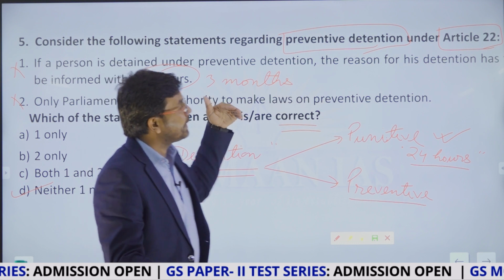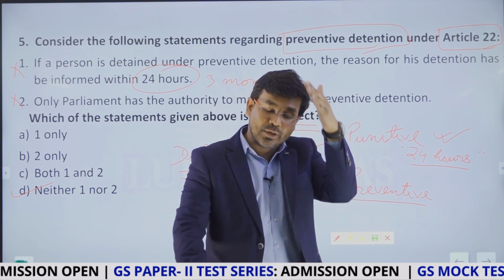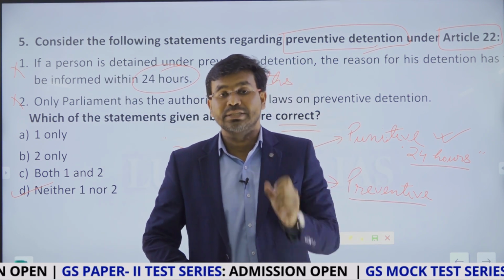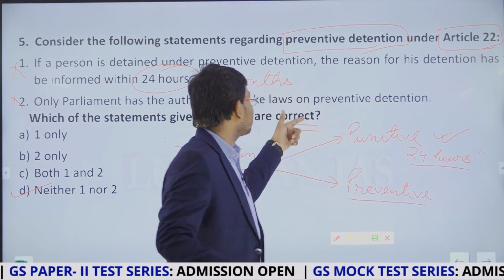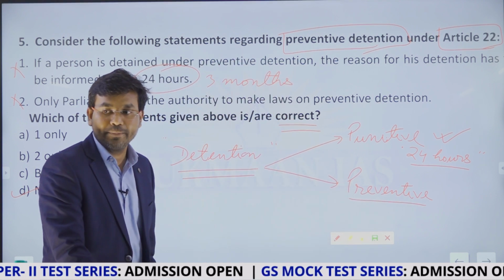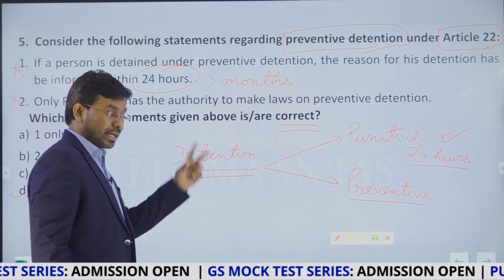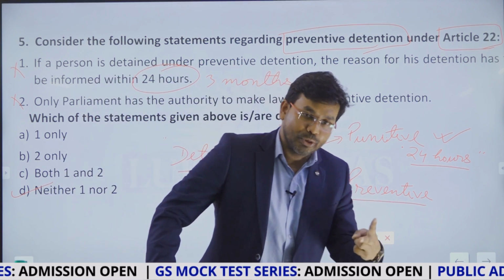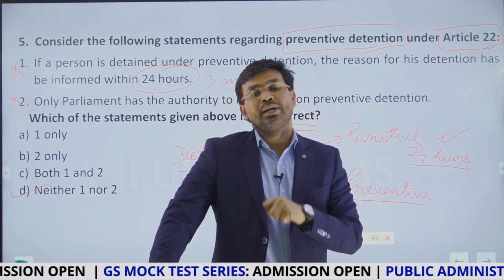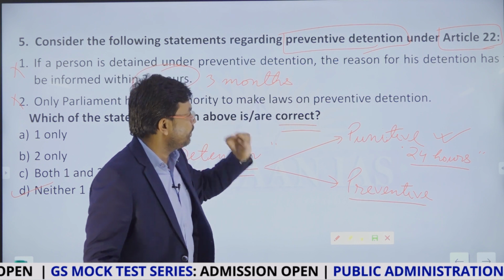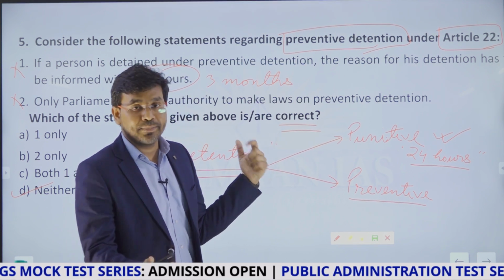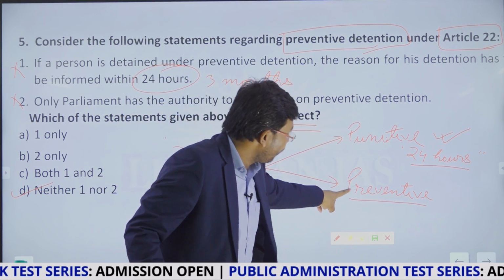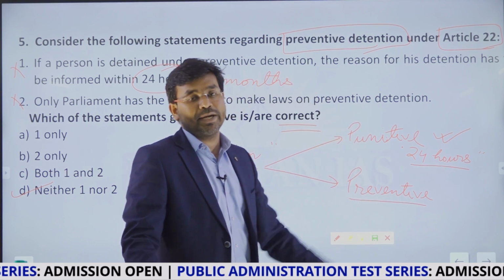If you go through Article 22, there are 7 clauses. Clause 4 especially talks about preventive detention. Clauses 1 and 2 talk about punitive detention. Clause 3 talks about the cases in which the punitive detention provisions will not be applicable. But the 4th clause talks about preventive detention.